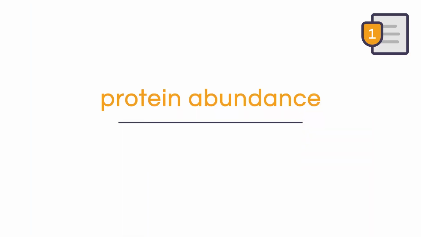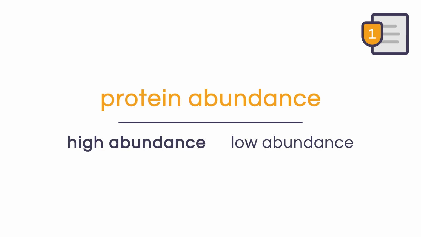The first thing we want to address is how abundant that protein is. If a protein is highly abundant, it's easier to work with because it's easier to isolate and also easier to detect on that membrane.